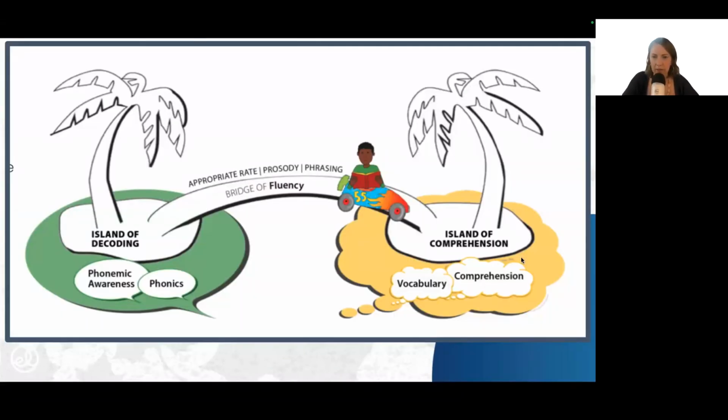Here's another way to look at it just as an illustration. So we have the decoding side, and we have this island of decoding, and then we have to get to comprehension. How do we get from decoding to understanding what we're reading? It's that bridge of fluency. So I have to read accurately. I have to read at a good pace, using phrasing. So I'm reading phrases and not single individual words at a time. It is the missing link there so many times to comprehension.